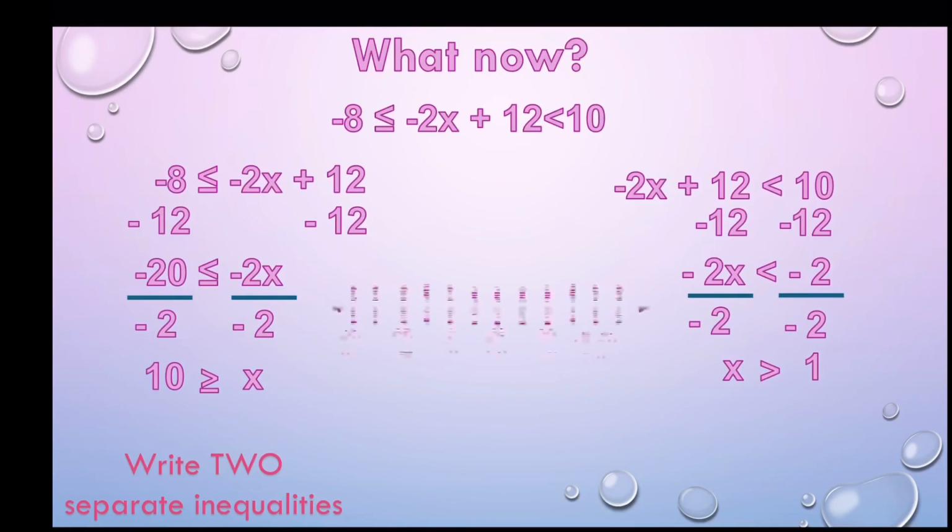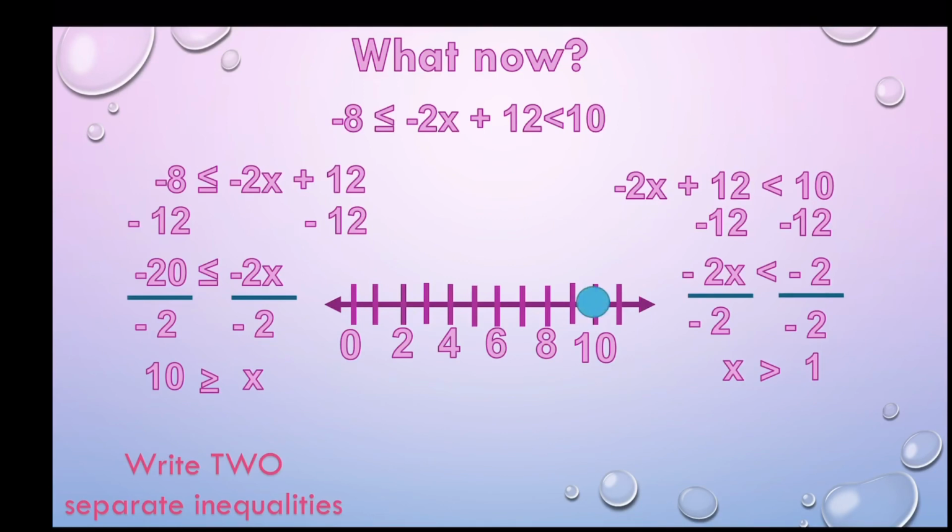Now, I'm going to place those both on a number line. I have 10, and I'm going to shade to the left because x was less than or equal to 10. Then I have 1, but x was greater than 1. Where those two merge in the middle, that is my solution right there. I would erase anything on each side. And I have now solved this compound inequality.